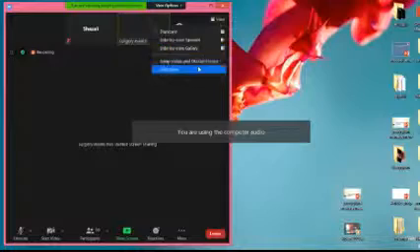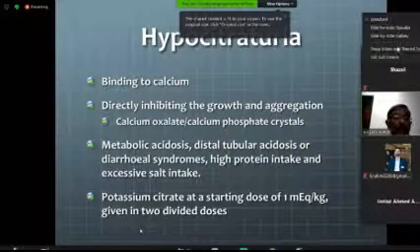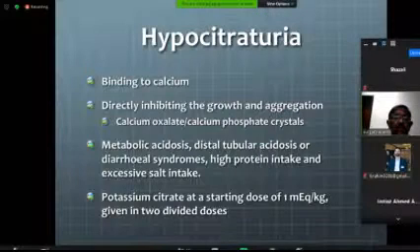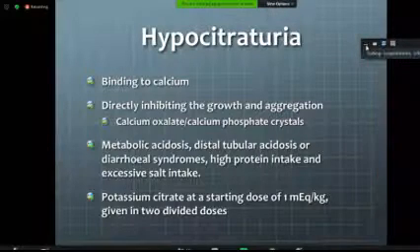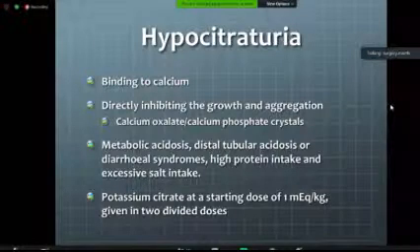Renal dysfunction, then you should be very careful about the use of potassium citrate. Sodium citrate does not provide you enough citrate to be of any use. So sodium citrate is not effective. It has to be potassium citrate.